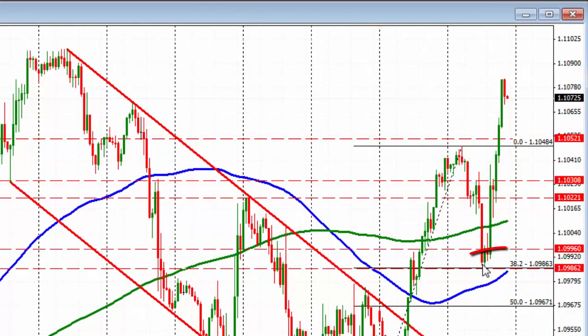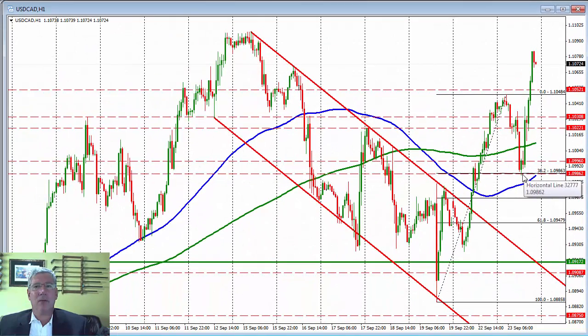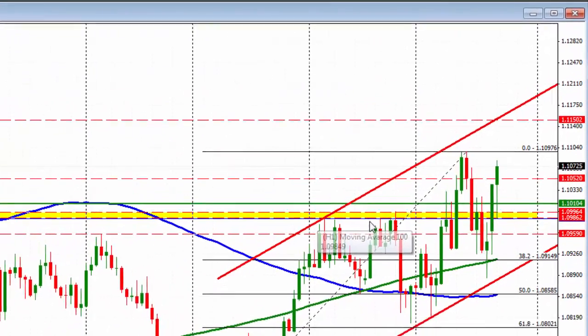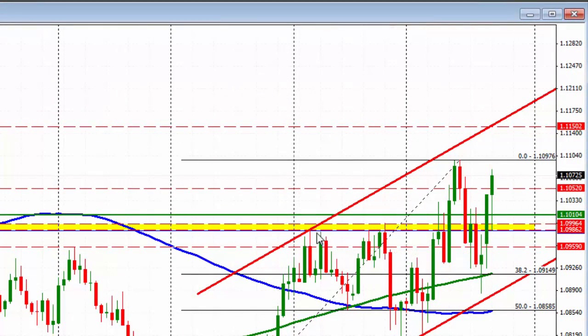Now, we did have a huge correction to the downside that took the price to the 38.2% retracement and held that support level. Off of the daily chart, we also held this 86 level, which was the low price through here in December.